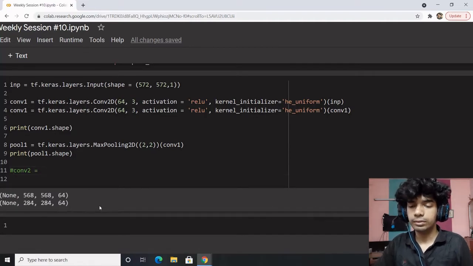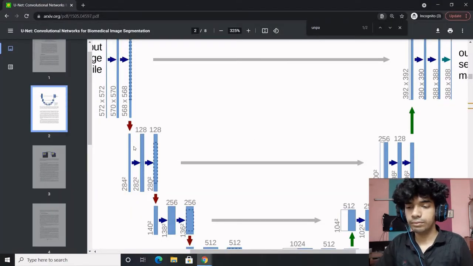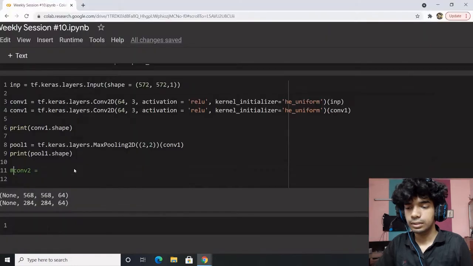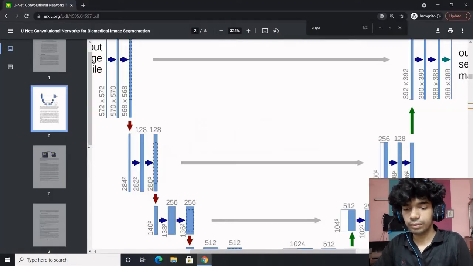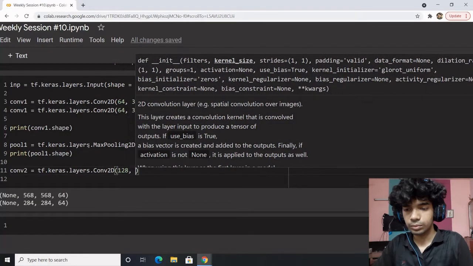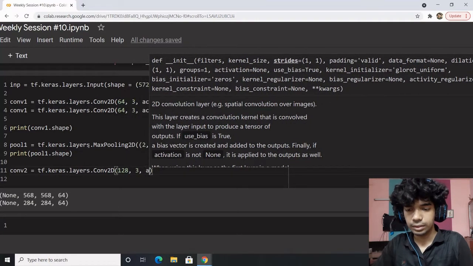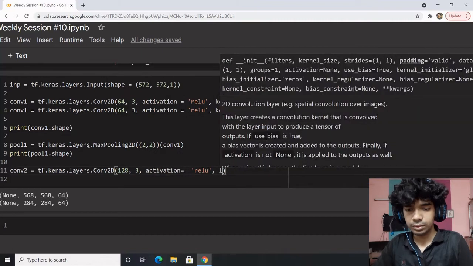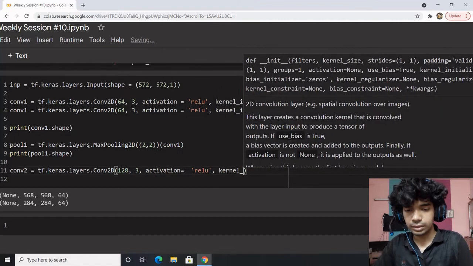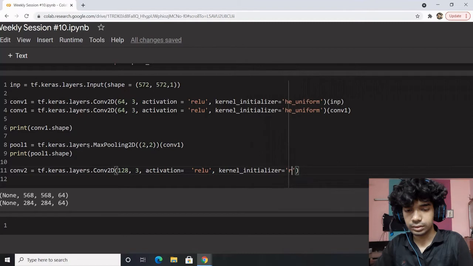284, 284, 64. Perfect. Now we have conv2. Conv2 would be tf.keras.layers.Conv2D with 128 filters, kernel size 3, activation equals relu, kernel initializer equals he_uniform.